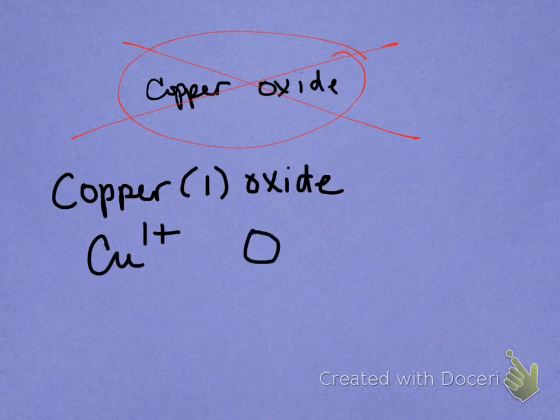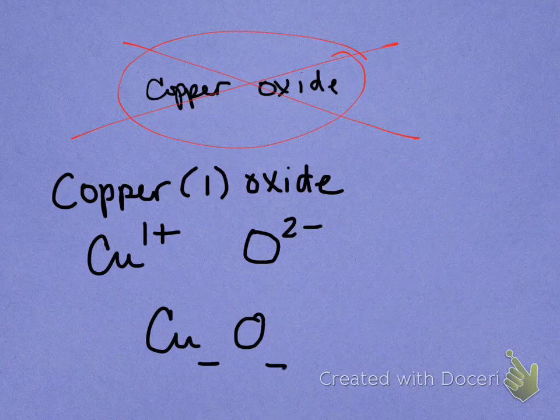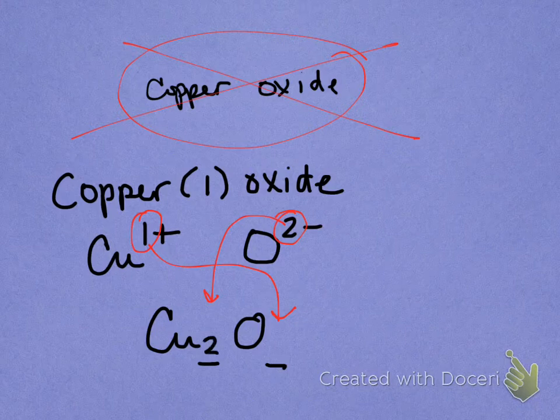Now, oxygen. What ion does oxygen typically form? And you can look at the top. What group is oxygen in? -2. So this is going to be O2-. And here we're leaving room for our subscripts. We're going to do that crazy crisscross thing. And we have Cu2O1.